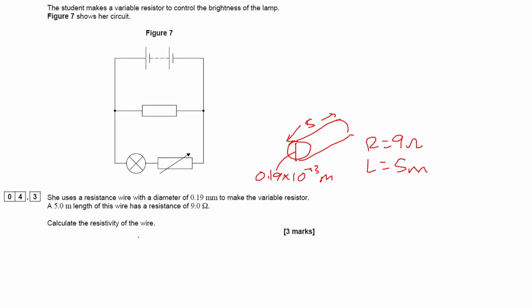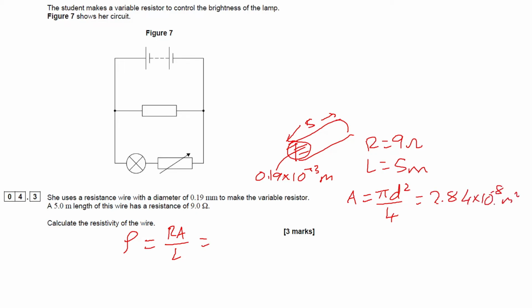So the resistivity equation from the formula sheet, we have resistivity is RA divided by L, and we just need to work out the cross-section area first. So area of a circle, pi diameter squared divided by 4, and when you put this number for the diameter into this equation, you get an area of 2.84 times 10 to the minus 8 meters squared. So putting this into the equation, the 9 times this cross-section area we just worked out, divided by 5, and you get a resistivity of 5.1 times 10 to the minus 8 ohm meters.